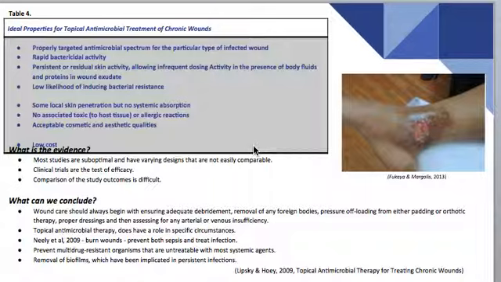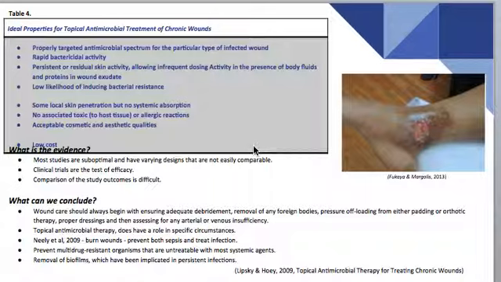The data makes it difficult to assess the efficacy of topical antimicrobials for chronic wounds. Most studies are suboptimal and have varying designs that are not easily comparable. There are some anecdotal reports and case series involving humans that provide some information. However, clinical trials are necessary to test for efficacy. Unfortunately, many of the published trials do not define the types of patients and wounds, select inappropriate control groups, or have inadequate sample sizes. Therefore, comparison of the study outcomes is difficult.